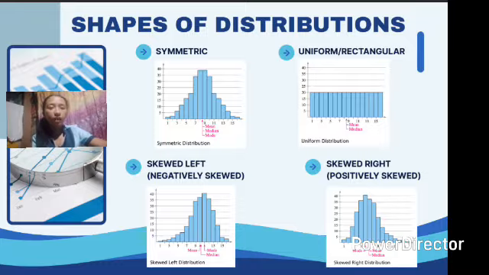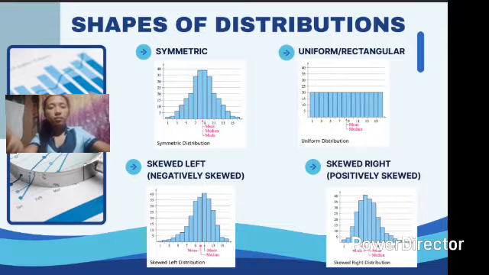So the third one is skewed to the left or negatively skewed distribution. So a negatively skewed or skewed left distribution has a longer tail extending to the left side of the graph. Most of the data values are concentrated on the higher end, while a few low values pull the distribution to the left. In this case, the mean is usually less than the median. This shape often appears in data where high values are common and low values are rare.